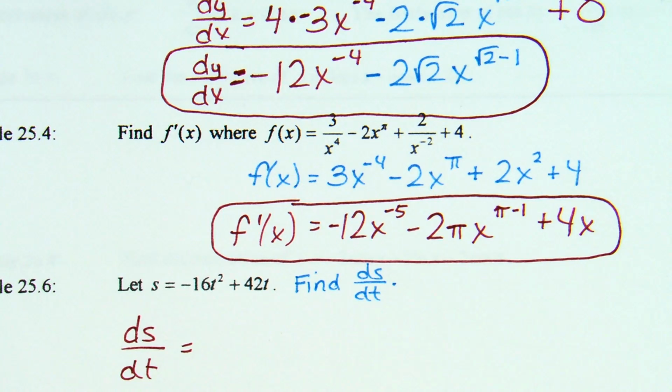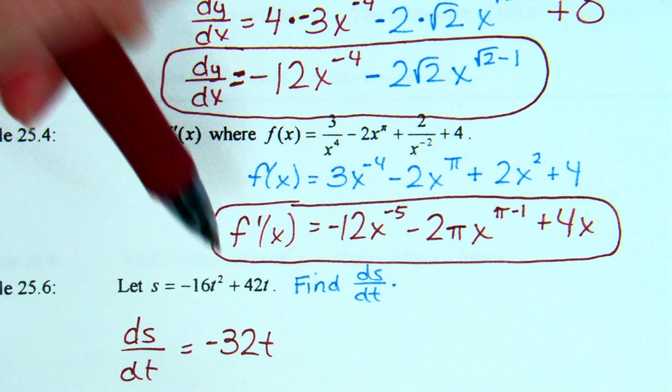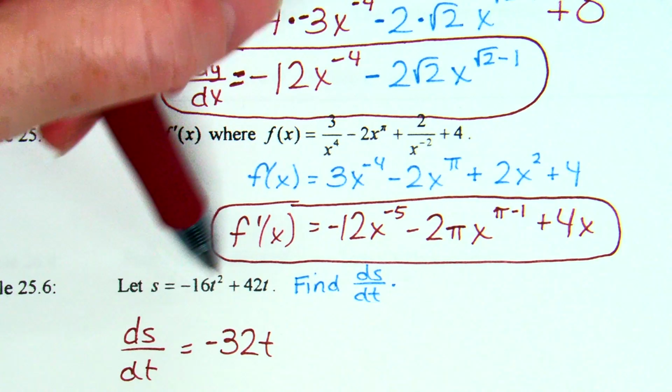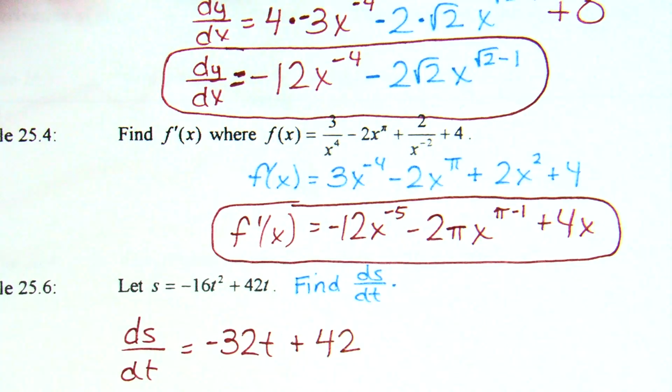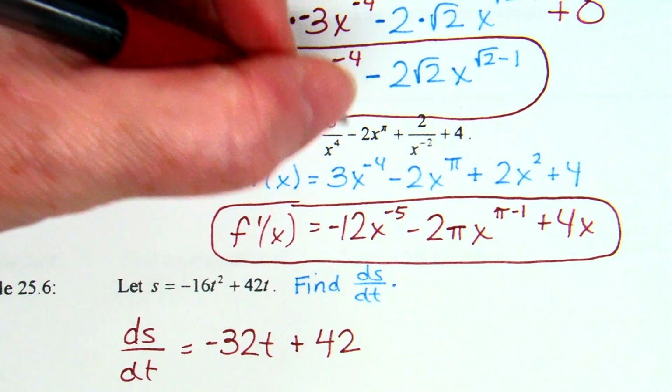Okay. Derivative of negative 16t squared. Wade says negative 32t. I brought the 2 down. 2 times negative 16. And 2 minus 1 is 1. Plus, what's the derivative of 42t? 42. Because what is my invisible power? It's a 1. 1 times 42 is 42. And then when you do 1 minus 1 in your power, 1 minus 1 is 0.